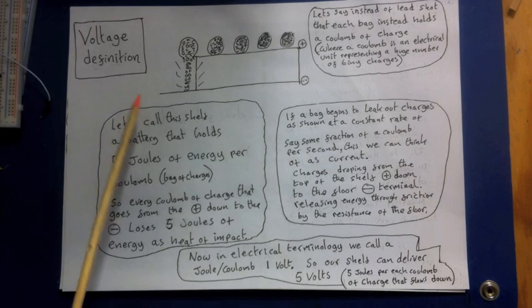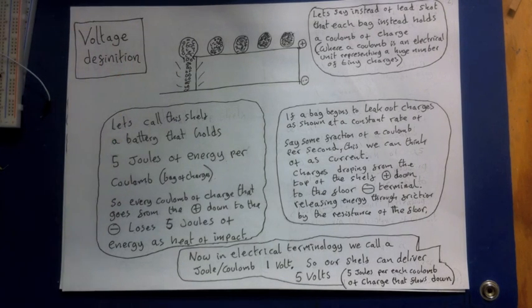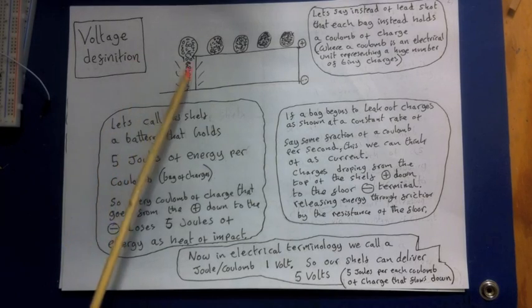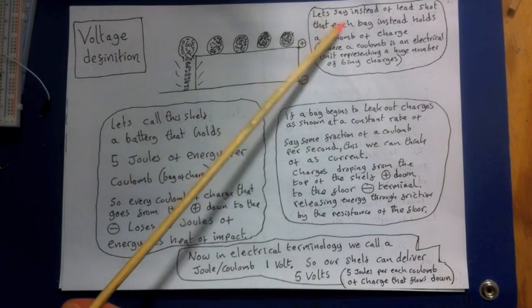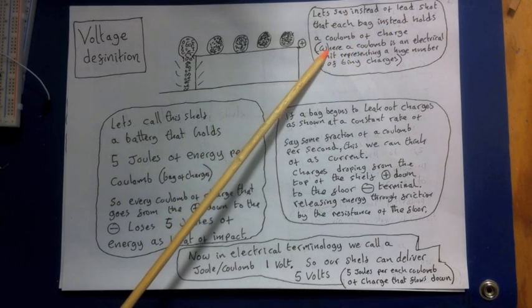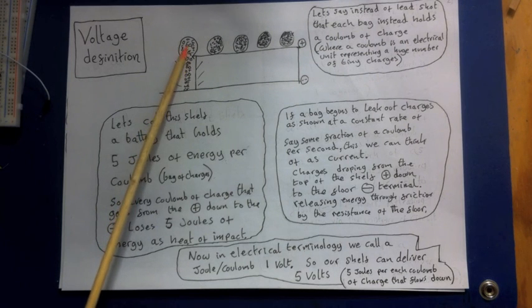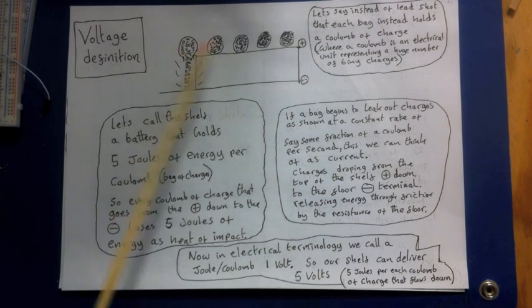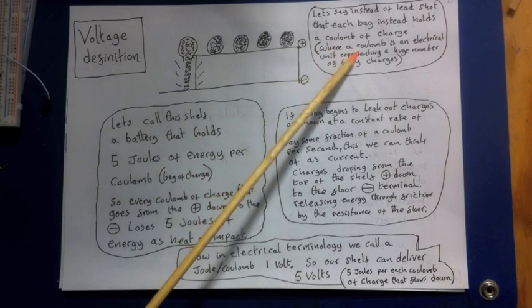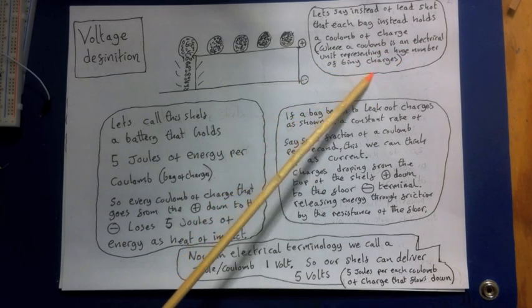Okay, so on this sheet we're now going to define what voltage means, and I'm going to use that same analogy here. But let's say instead of lead shot, each bag holds a coulomb of charge. So instead of lead shot, we can think of those as all being little units of charge, okay? And a coulomb is an electrical unit representing a huge number of tiny charges.